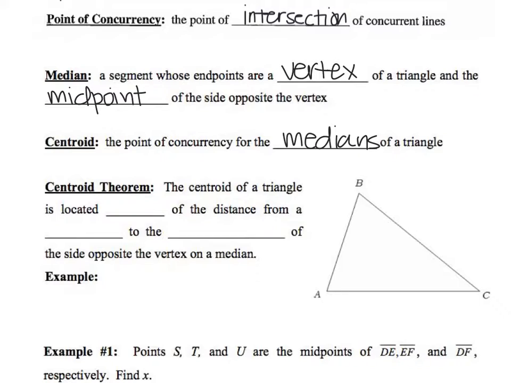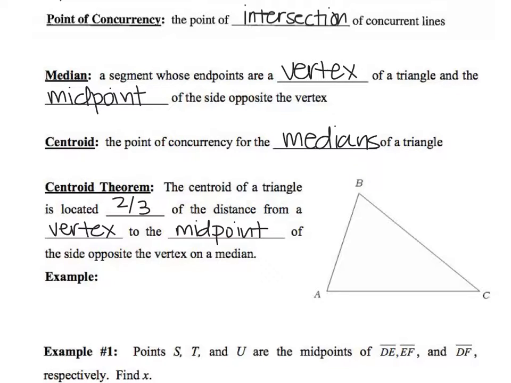And there is a theorem that goes along with where these medians intersect. There is a relationship that exists, and it states that the centroid of a triangle is located 2/3 of the distance from a vertex to the midpoint of the side opposite the vertex on a median.